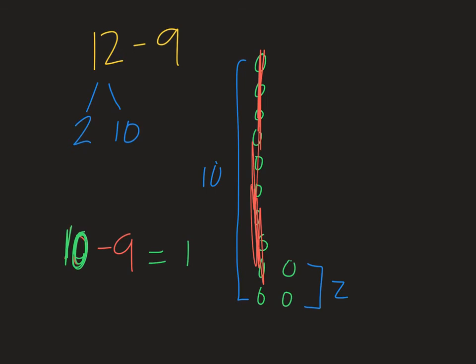And now we have to add what's left over. We have a 1, and we're adding in 2. And that means we have 1, 2, 3 total left over, which, coincidentally enough, 12 minus 9 equals 3.